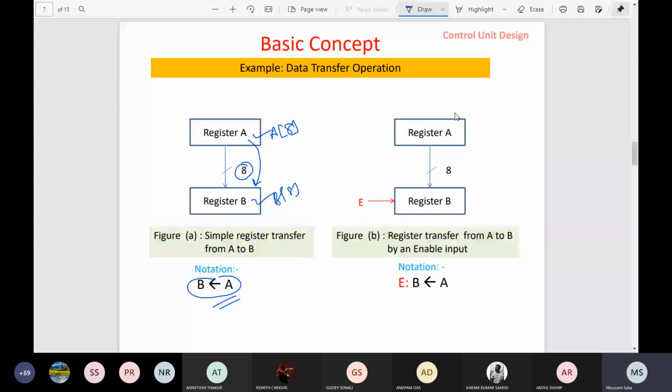Now for the second example, see that here I have included one enable line. That means that is a control signal. Basically this is a control signal. So based on this control signal, the data will be transferred from A to B.